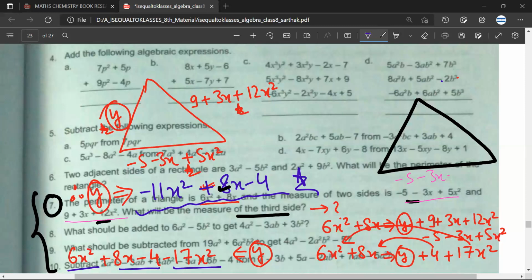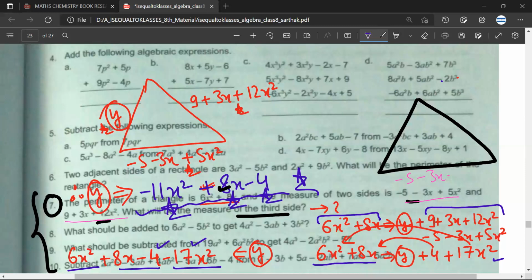Because this is the correct answer. See, I'll tell you why this is the correct answer. The perimeter of a triangle is 6x square plus 8x. This is what we have written here. And the measure of two sides is 9 plus 3x plus 12x square and minus 5 minus 3x plus 5x square. Is it okay till here? Yes, sir. So I've written 6x square plus 8x and this is y, and 9 minus 5 is 4, and 3x will cancel, and 12x square plus 5x square is 17x square. Is it correct, Mr. Sarthak? Yes, sir. So 17x square when it comes on the left hand side is minus 17x square. 4 when it comes on the left hand side would be minus 4. Is it correct? Yes, sir. So therefore this y would be equal to 6x square minus 17x square, which is 11x square, 8x, there is no other x, and this is minus 4.